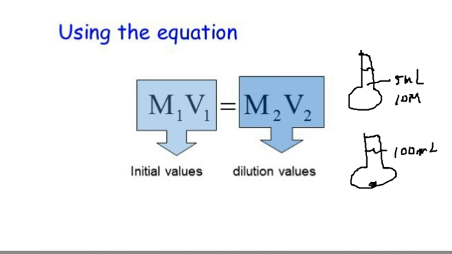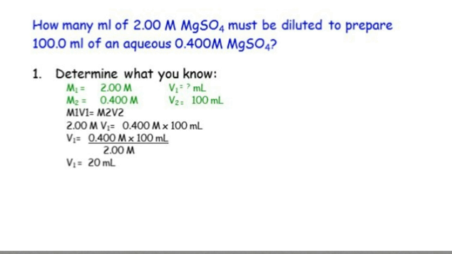Okay, it's going to be diluted. So we'll look at an example of this particular type of problem. How many milliliters of a 2 molar magnesium sulfate must be diluted to prepare 100 milliliters of an aqueous 0.4 molar solution? So let's take a look at this, and let me underline.